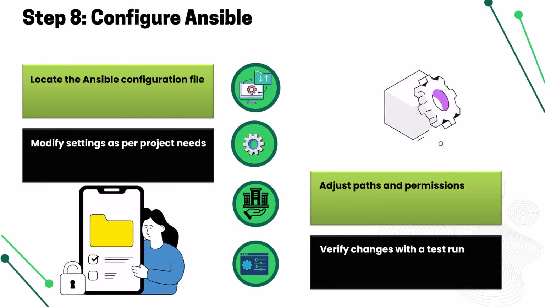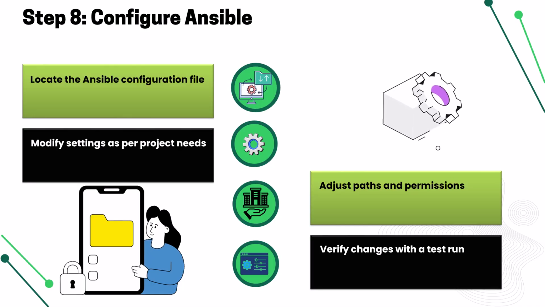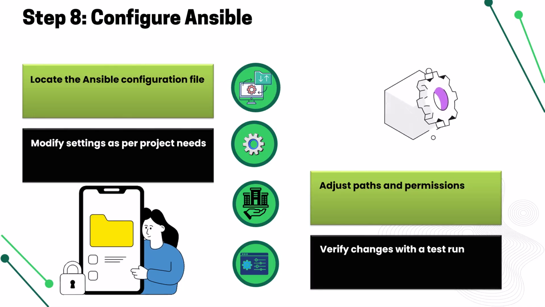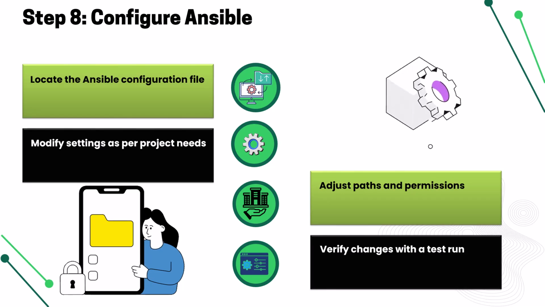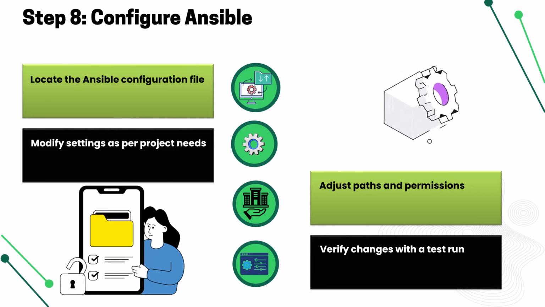Now that Ansible is installed, it's time to tweak some settings. Imagine setting up your gaming console just right. You want it optimized for performance. First, find the config file. This is where all the magic happens. Then, fine-tune settings based on your project needs, adjusting paths and permissions like a pro. Finally, don't forget to do a test run, because there's nothing worse than realizing things aren't working when you need them most.